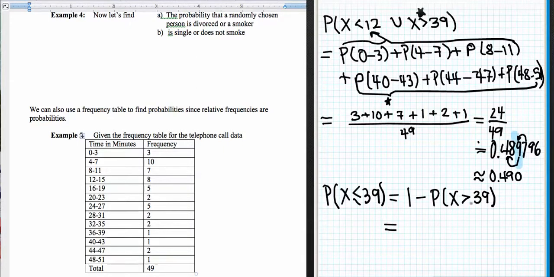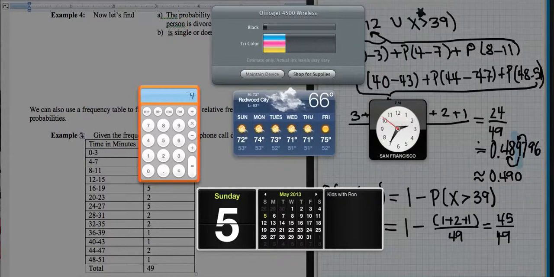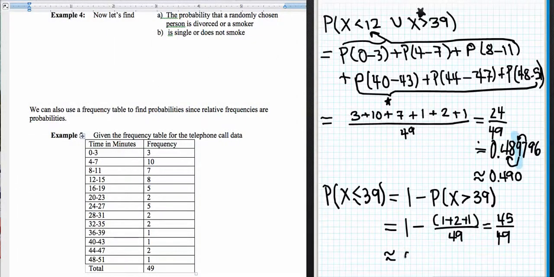Number one, because we already have being greater than 39 in the problem before, and also because that means we can just add up a few of these if we were doing it totally from scratch rather than add up a whole bunch of numbers. So this is going to look like 1 minus, and this of course comes from the 1 plus 2 plus 1 that we saw up above out of the 49 data points. So we have 4 here, and so 49 minus 4, which is 45 49ths. And that is then going to give us our probability. So 45 divided by 49 equals 0.918. So this is approximately 0.918, and that would be our probability.